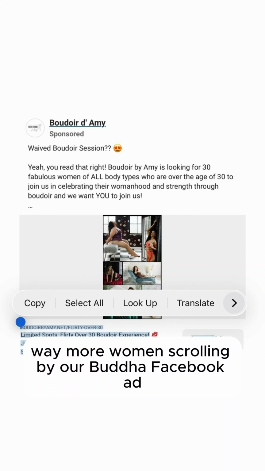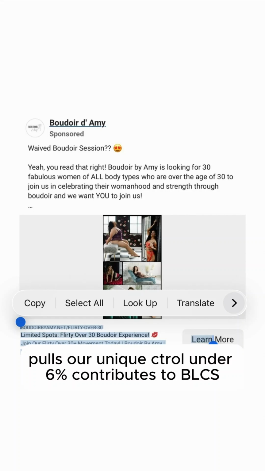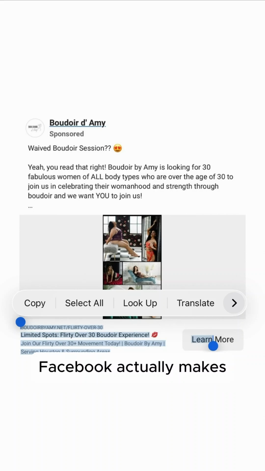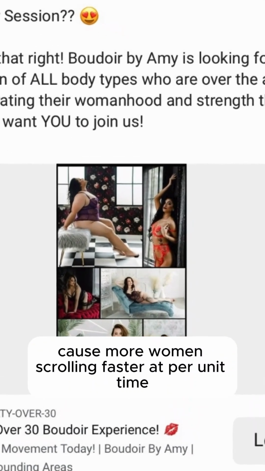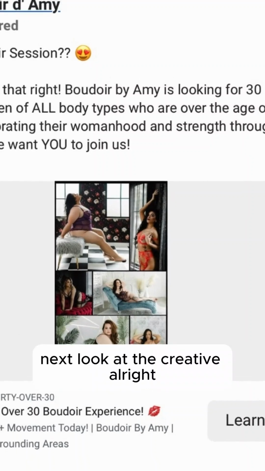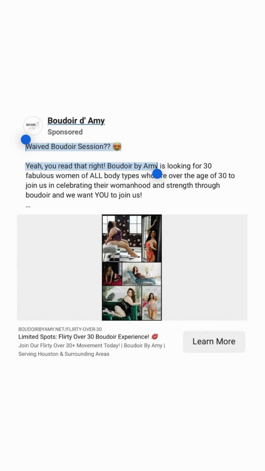way more women scrolling by our Boudoir Facebook ad than necessary, which pulls our unique CTR under 6% and contributes to BLCS, Boudoir low click syndrome. And Facebook actually makes more money per unit time from this, because more women scrolling faster means Facebook can serve more ads per unit time. That's why Facebook recommends us to do this. Next, we'll look at the creative. All right, no mistake here.